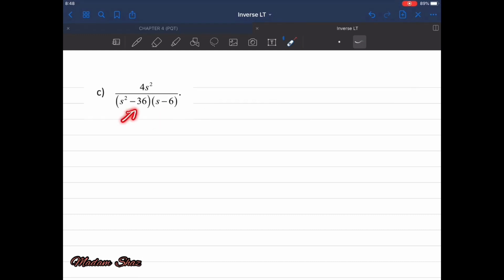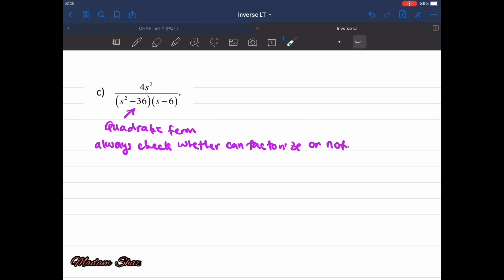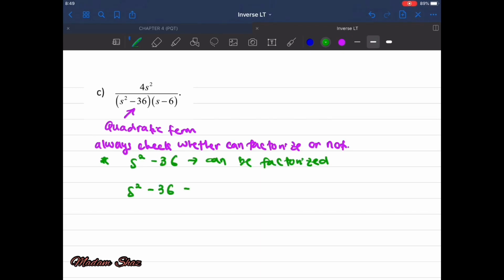6. For the s square minus 36, this one is the quadratic term. So for this quadratic term, you have to check whether you can factorize or not. By using the calculator, s square minus 36 can be factorized, whereby s square minus 36 will become s minus 6, s plus 6.